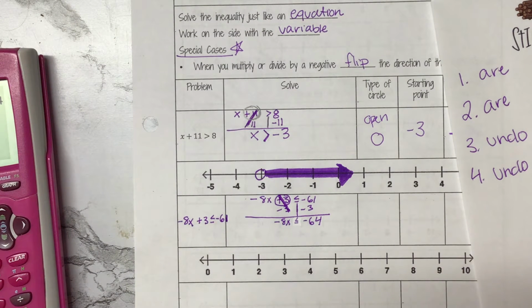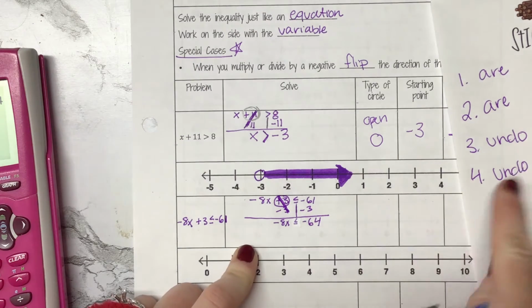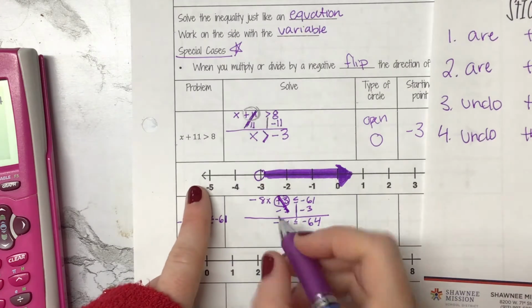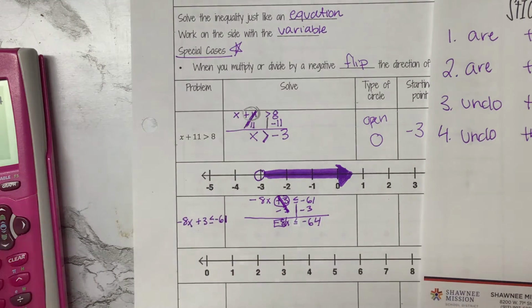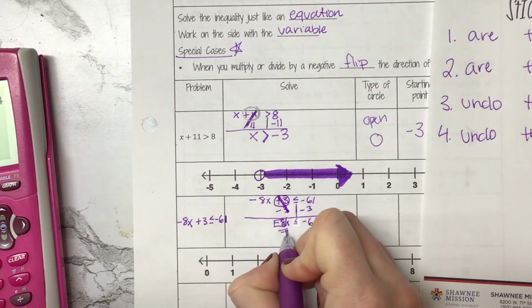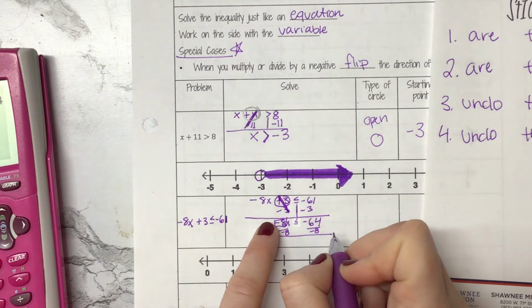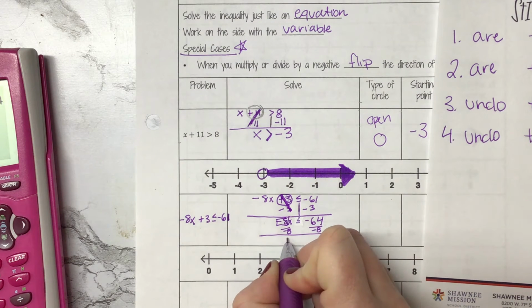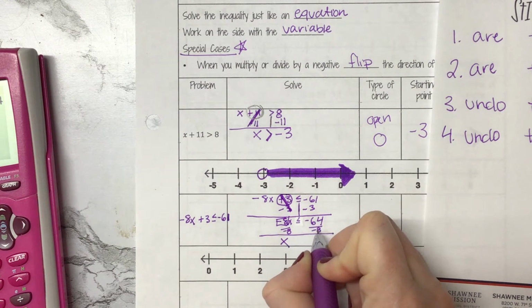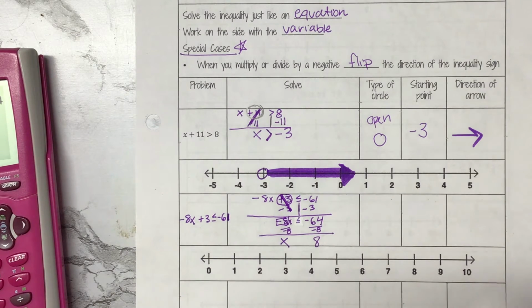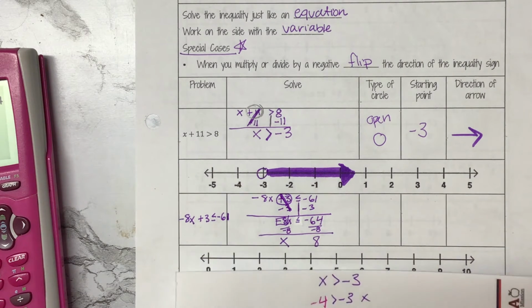Okay. All right, now I have to undo my coefficient. That's step 4. Undo the coefficient, which is negative 8. Negative 8x means negative 8 times x. The opposite of that is dividing. So I'm going to divide by negative 8. Negative 8x divided by negative 8 is just 1x. Negative 64 divided by negative 8 is positive 8. And here's where my special rule comes in. And I will show you why.